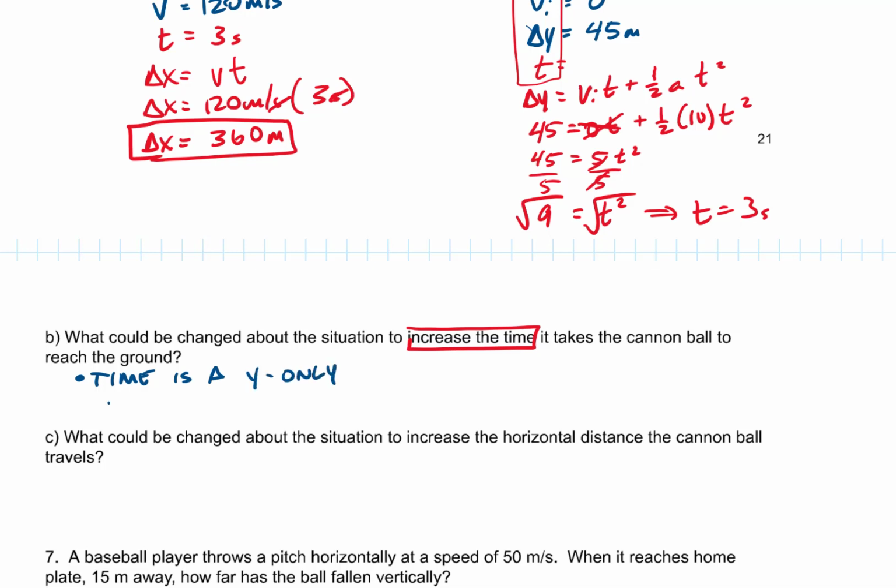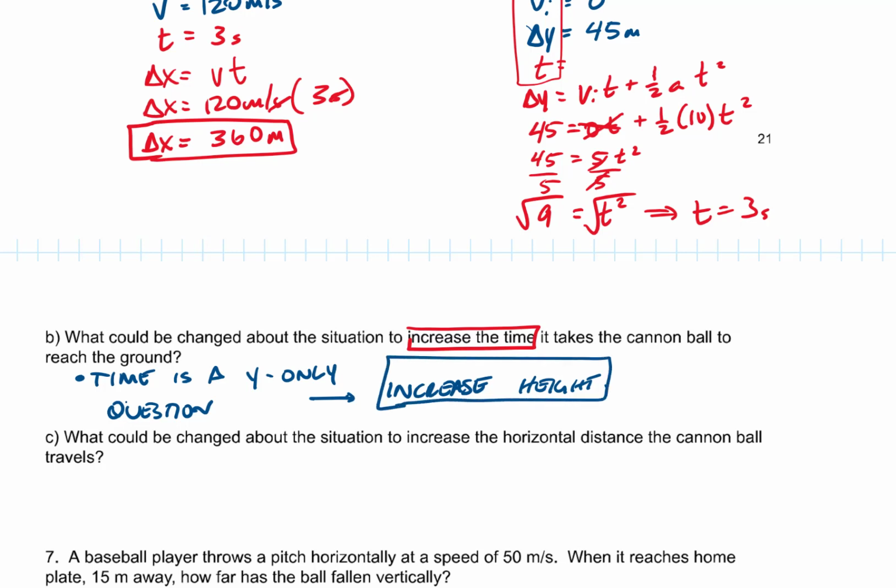Time is a y-only question. The only thing that you can do to increase the time is increase the height. Nothing else will increase the time. Changing the velocity in the x direction is an x direction change, so it won't increase the height. Changing the height in the y direction will increase your time. That's how we found the time.